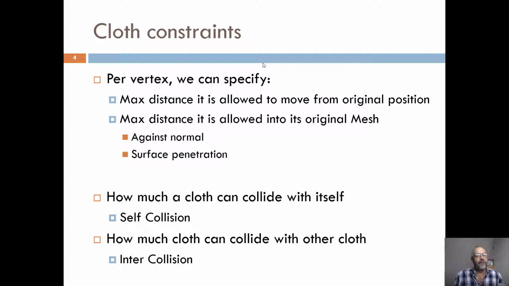And in order to do that a little bit realistically, we'll see it's not always that realistic, we can specify per vertex how much it is allowed to move from its original position, and also we can specify how much it is allowed to go inside its original mesh. So against the normal, and the normal is pointing outward, how much can the vertex move inside the mesh, and we can specify how much a cloth can collide with itself. I'll show you what is meant by that.